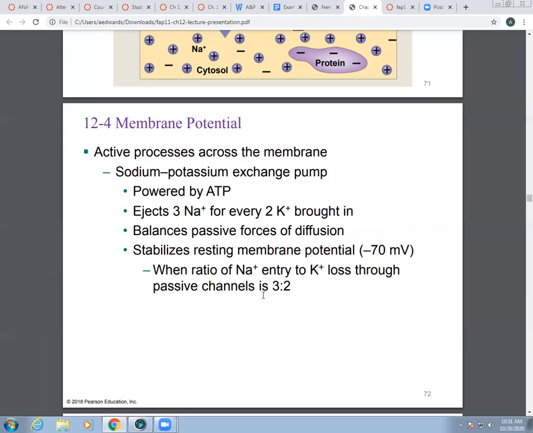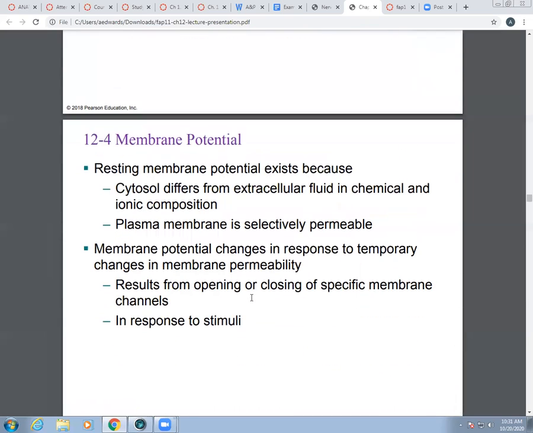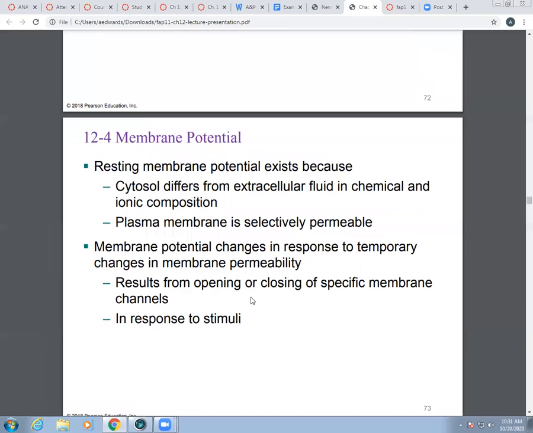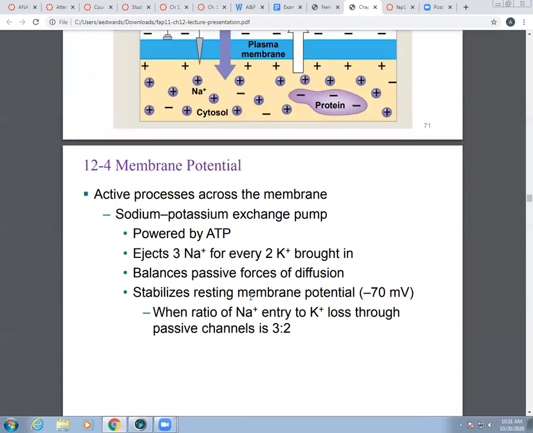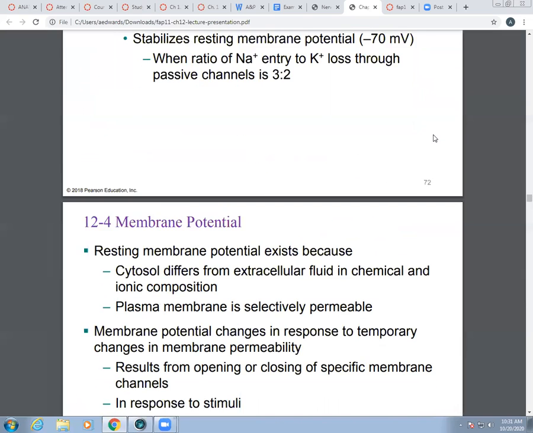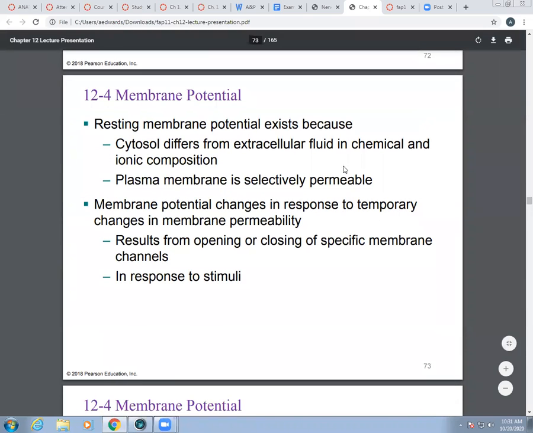I'm going to pause there, allow you to do your exit tickets, and then we'll pick up tomorrow, or Thursday, talking more about the resting membrane potential. We'll start here next time.